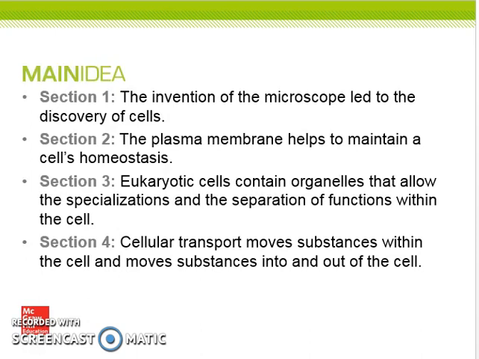Main idea of each section, starting with Section 1, the invention of the microscope led to the discovery of cells. Section 2, the plasma membrane helps to maintain a cell's homeostasis. Section 3, eukaryotic cells contain organelles that allow the specializations and the separation of functions within the cell. And Section 4, cellular transport moves substances within the cell and moves substances into and out of the cell.